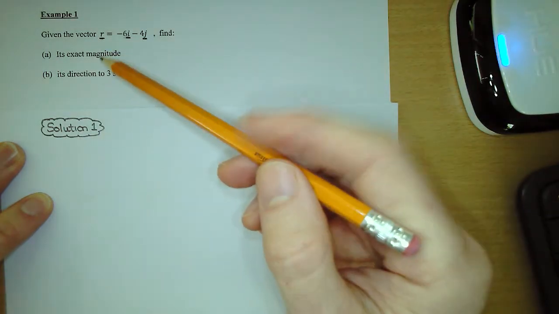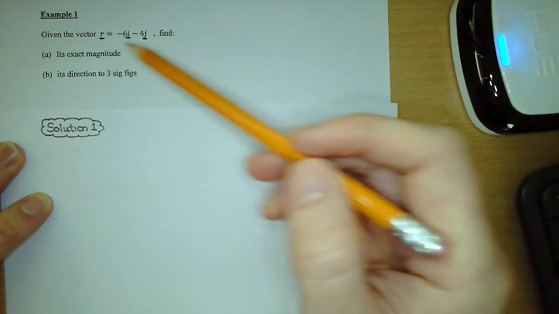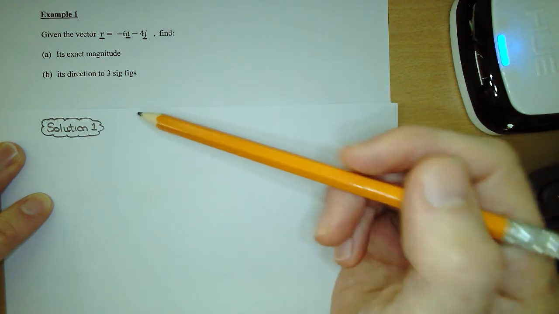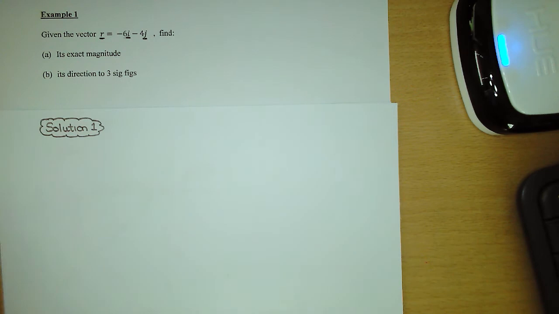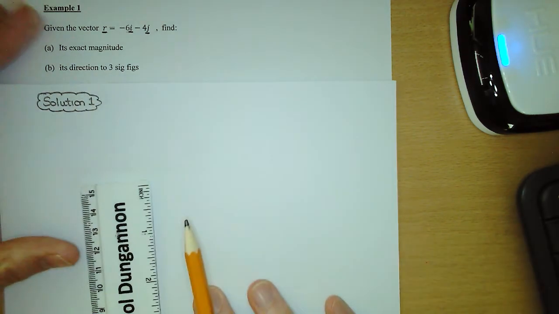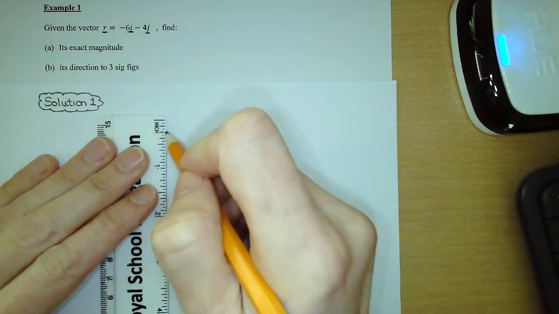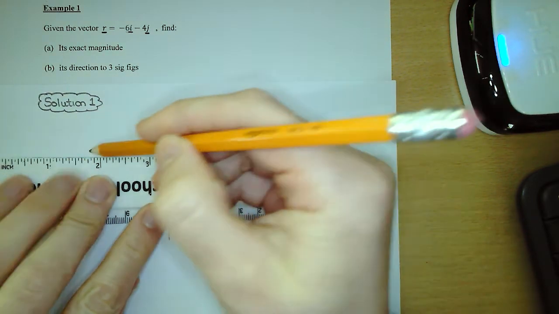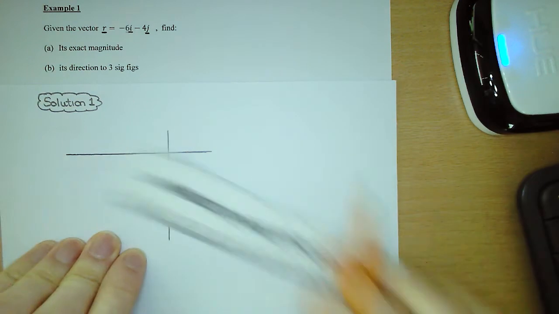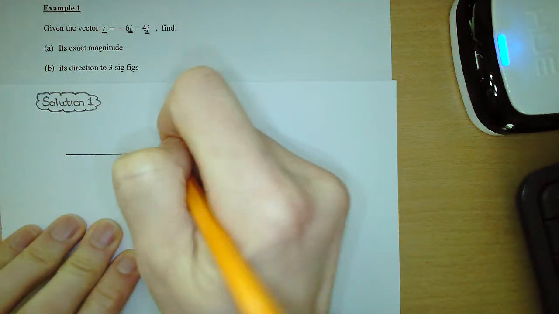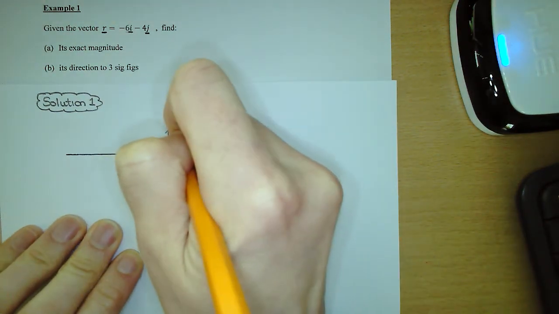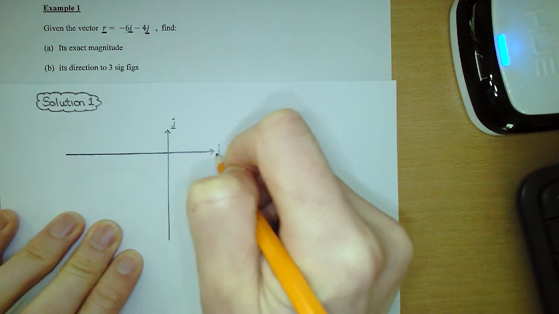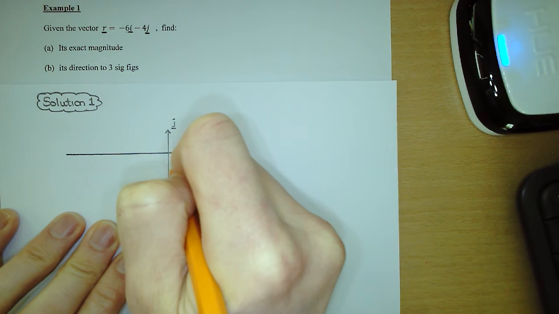We're now going to find the magnitude and the direction of a vector when it's given in component form or column form. We must draw a sketch first. So we're going to rule vertical and horizontal axes. The vertical axis, remember, is now the j-axis, and the horizontal axis we call the i-axis, and then mark the position of the origin.